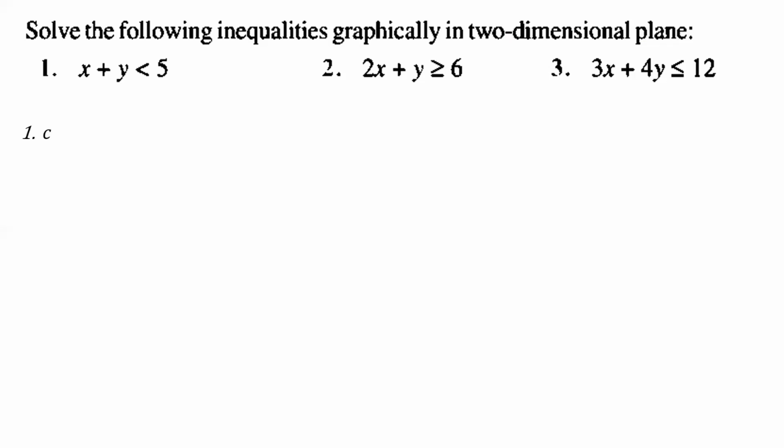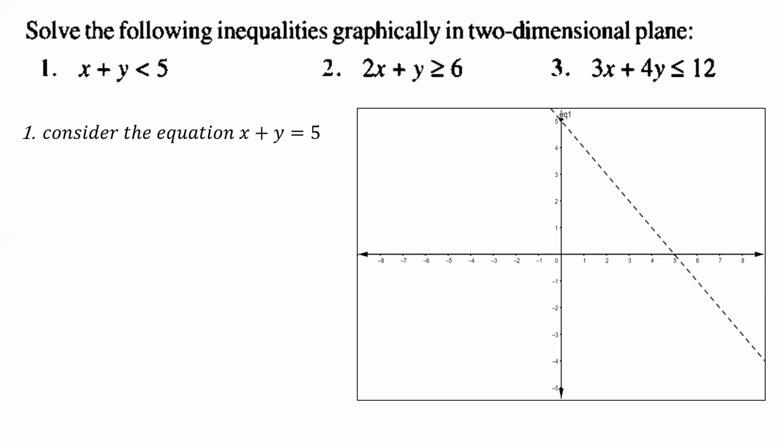So here is the first inequality, that is x plus y less than 5. Now how to draw this inequality in the two-dimensional plane? First of all, consider the equation. Whatever the inequality is given, consider its equation, that is x plus y equals 5. Now if we want to draw x plus y equals 5, it will look like that. Now I think you all remember how to draw a straight line, right?